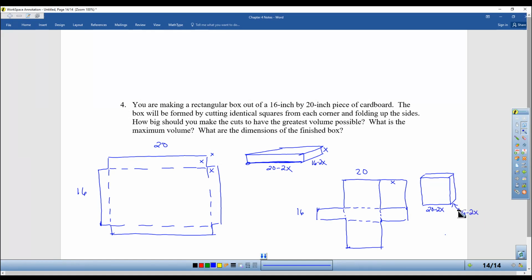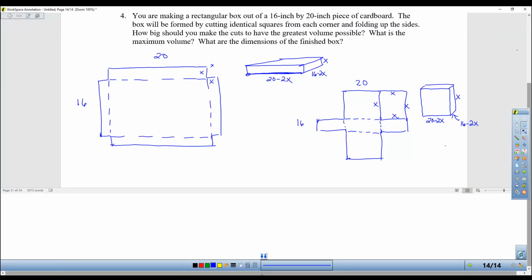And how tall is the box? Now think about it. If you cut out an X-shaped box, when you fold this flap up into the sky, it's going to be X tall. So the volume, no matter which way I do it, the volume of the box is length times width times height, which is 20 minus 2X, 16 minus 2X, and X.